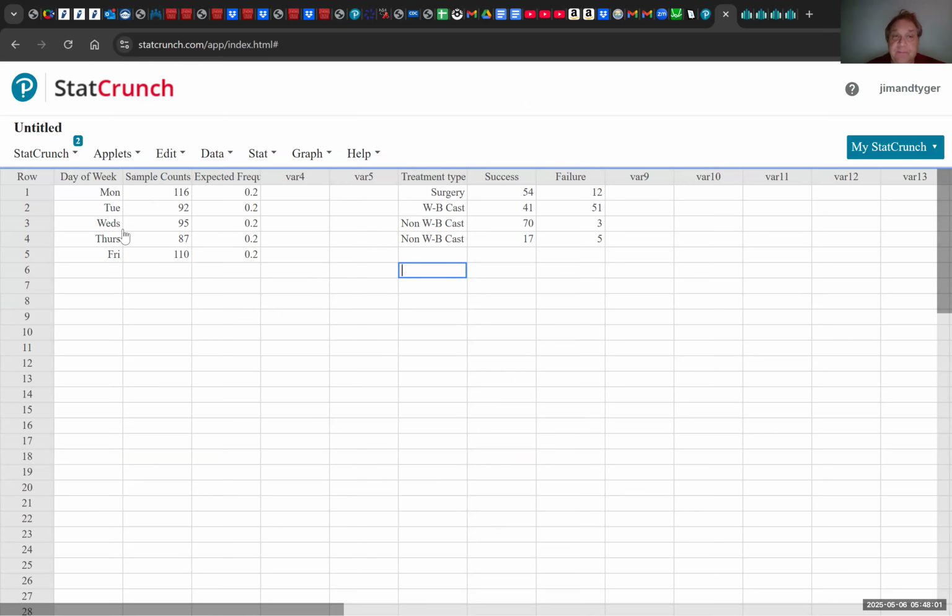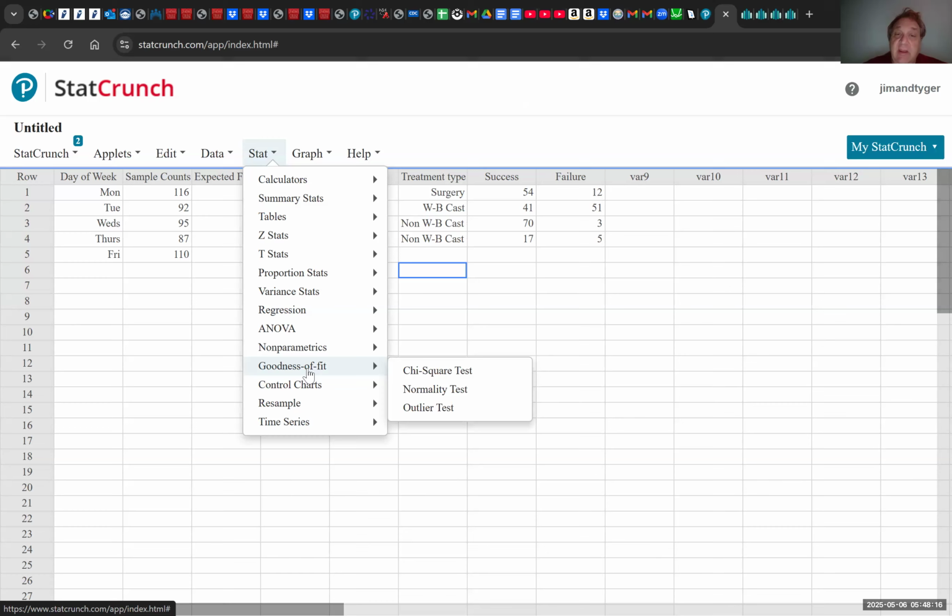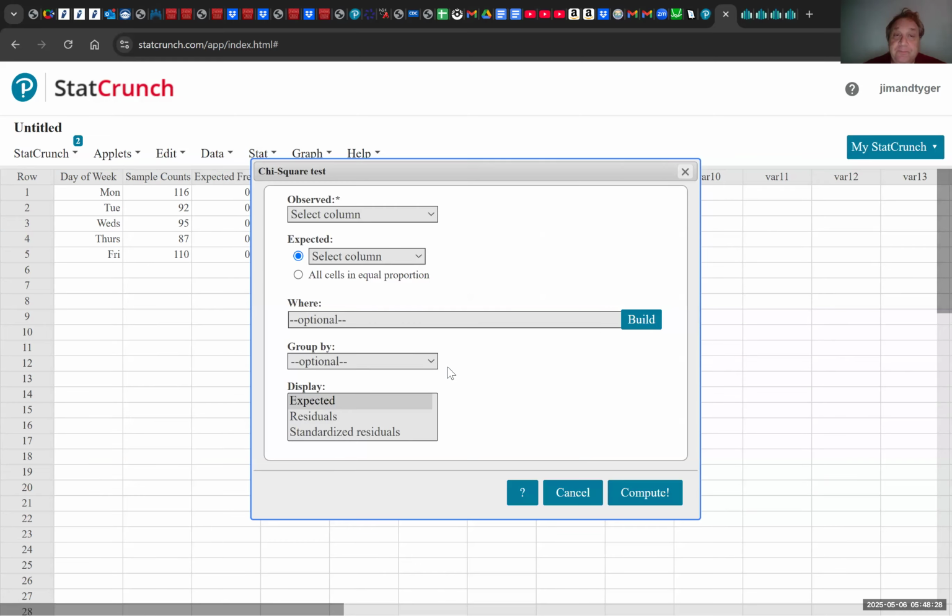I'm going to go to Stat, and the selection of whether or not the frequencies are as expected is called goodness of fit. And we're going to use a chi-squared test. That's the standard goodness of fit test. We're trying to see if the sample frequencies fit the expected frequencies. So I go to a chi-square test.